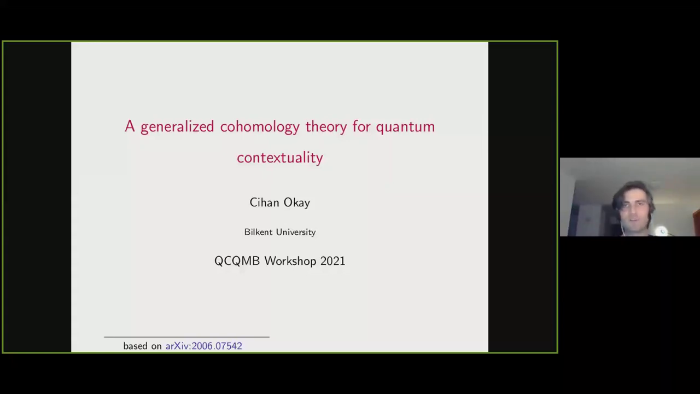A generalized cohomology theory, which is an object of algebraic topology, for quantum contextuality. So the idea is going to be to introduce this generalized cohomology theory within the next 25 minutes. And I'll try to give you an idea of how to use that object to detect contextuality.